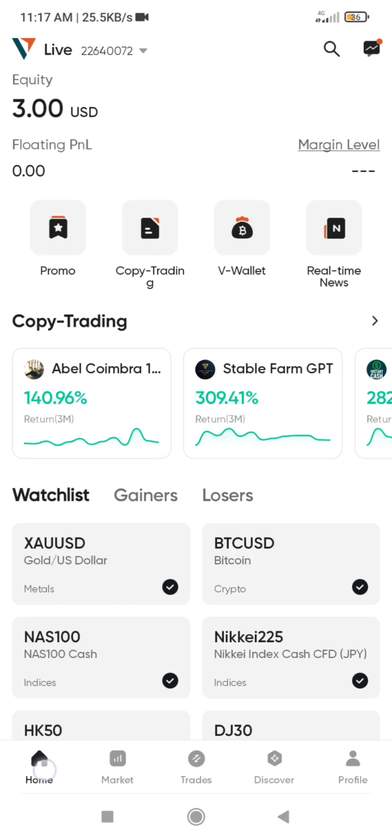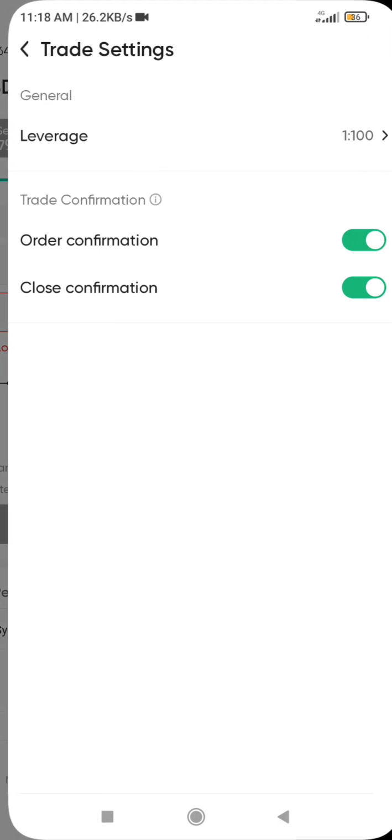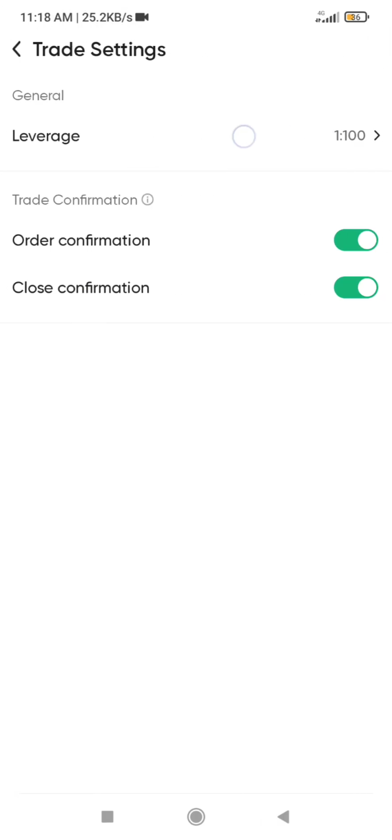When you open your Vantage app, come to the trade section. Under the trade section, you are going to come over to the top right hand corner where you see these three dots. Click on it. Then you will see the leverage of your account.